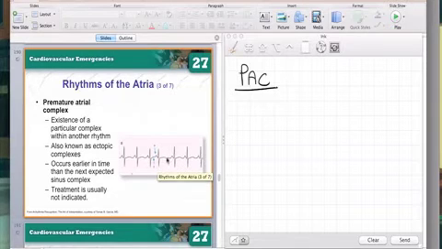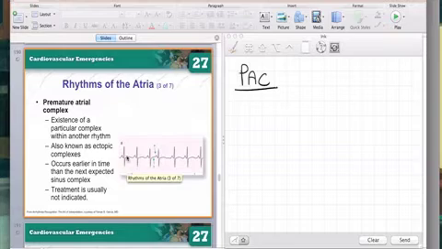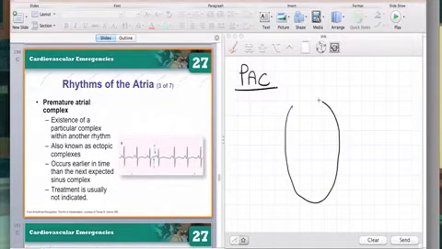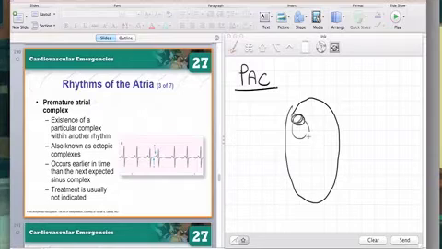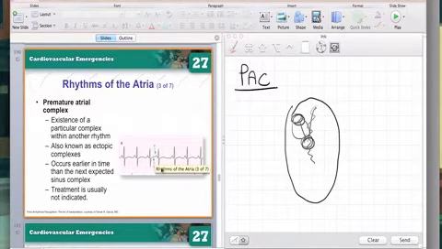A PAC isn't a rhythm. It's beats within the rhythm. This is an otherwise underlying normal sinus rhythm with a PAC. That's how you would write that down. All right. And that is just because you have a normally beating sinus rhythm, but every now and then one little atrial ectopic decides to fire, sending the electricity down before you would normally expect the next SA nodal contraction to happen, and you would get that PAC.